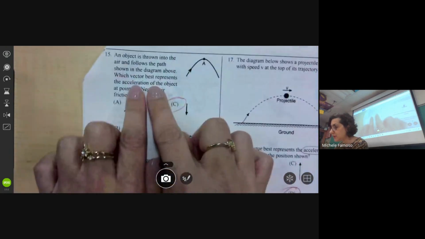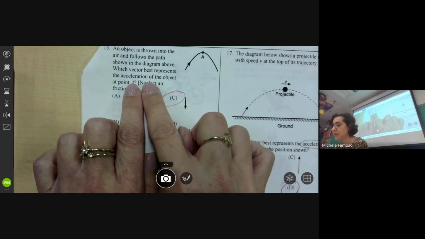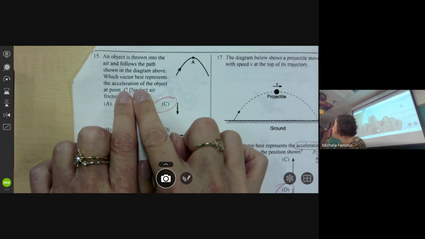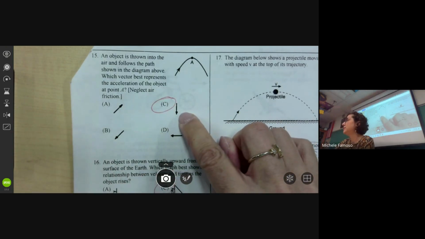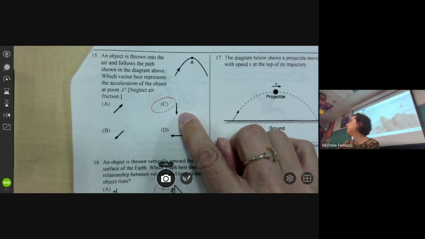So question 15 asks us, which of these vectors represents the acceleration? The acceleration is gravity. Which arrow represents gravity? See, gravity is always down. Anything else?